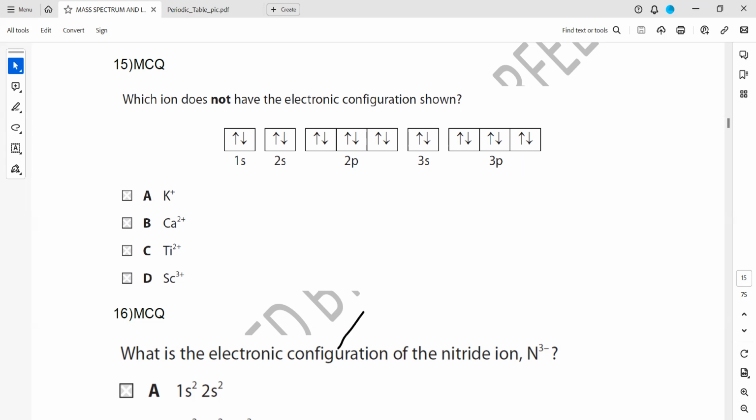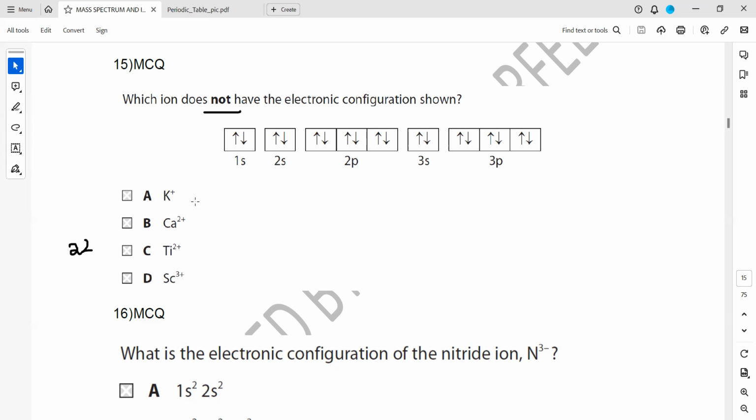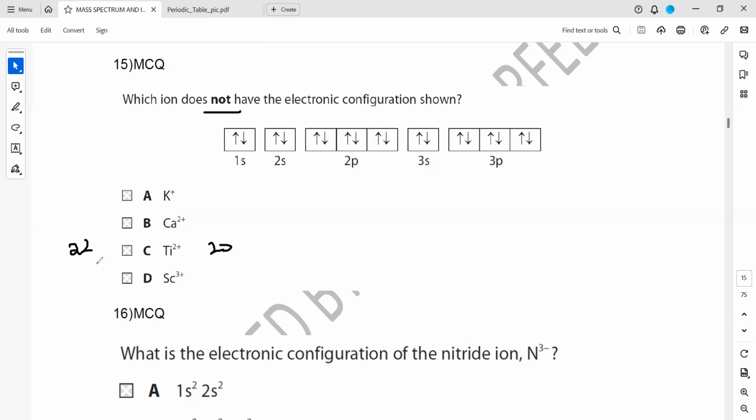So what we want, the question is which is not having a 2, 8, 8, so 18. So titanium, when you check the periodic table, it is 22. When it forms a titanium ion, it will be 20, not 18. And when you check scandium, scandium is 21. So when it loses 3 electrons, it will be 18.